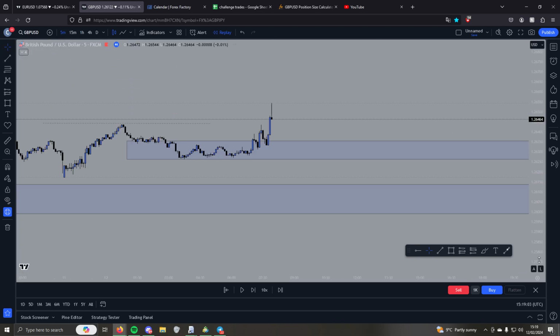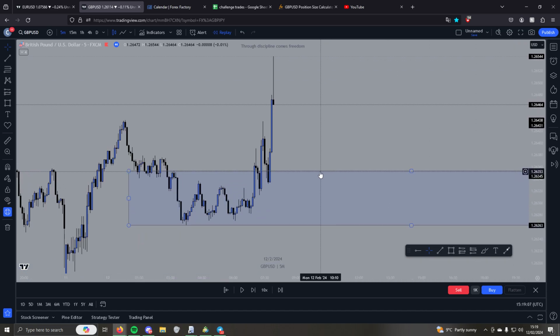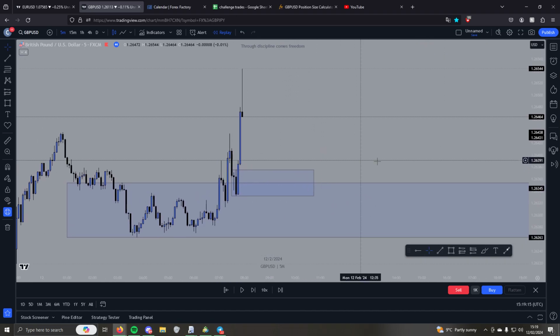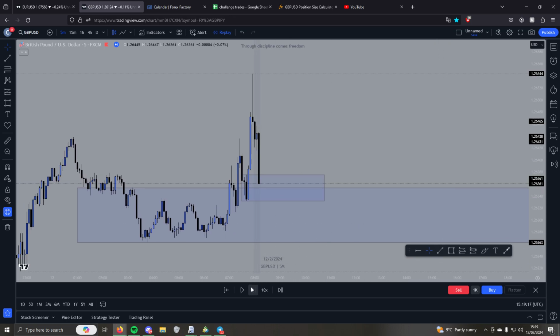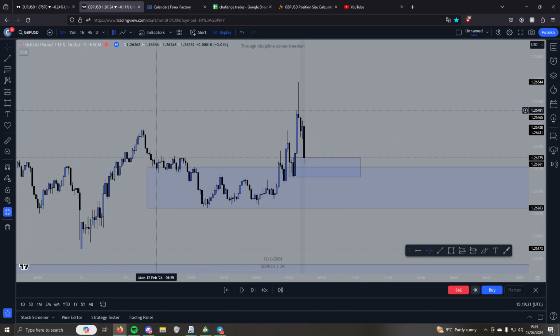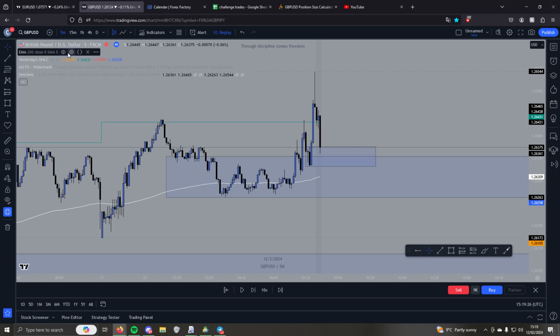So if we scale into the 5 minute, I came to the charts instantly. 5 minute demand right here. So price came down, tapped this, going with the trend. 200 EMA. Here we go. Going away from the 200 EMA. I don't put too much emphasis on it anyway.